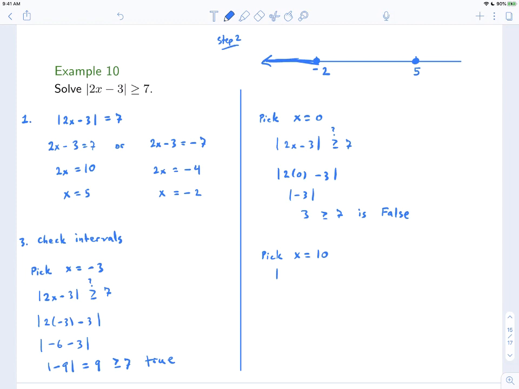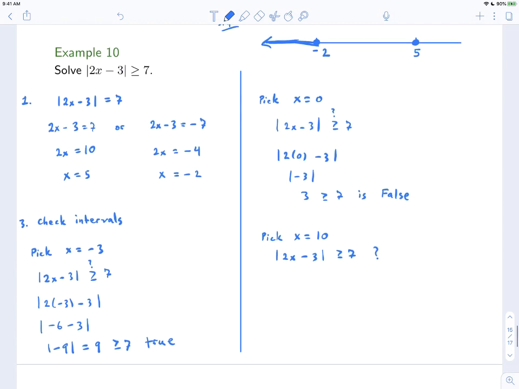So again, we want to plug this into the absolute value of 2x minus 3, and is that bigger than or equal to 7? That's the question. So the absolute value of 2 times 10 minus 3, that's the absolute value of 20 minus 3. Well, 20 minus 3 is 17, so the absolute value of 17. And indeed, 17 is greater than or equal to 7. So that's true. So that means we include the interval to the right of 5, like so.